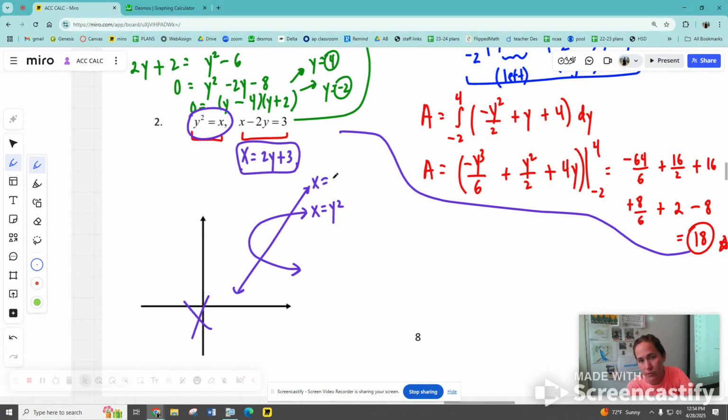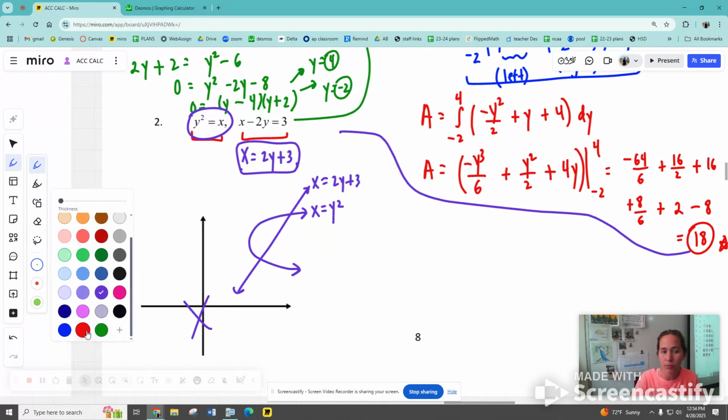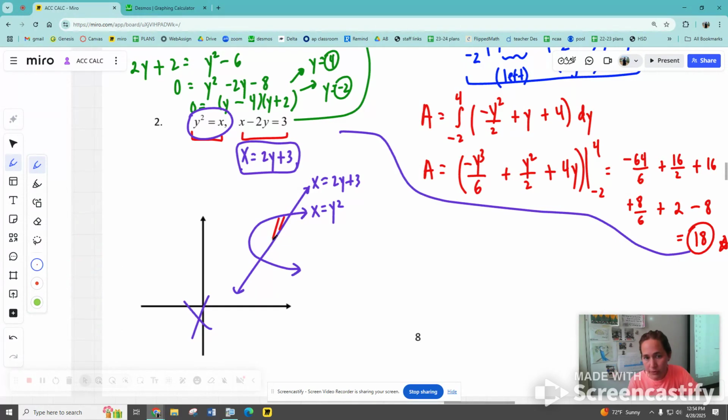This is x equals 2y plus 3. So this or a calculator would just help me sort out which function's bounding the region from the right and which relation's bounding the region from the left. I can tell it's the curve on the left.